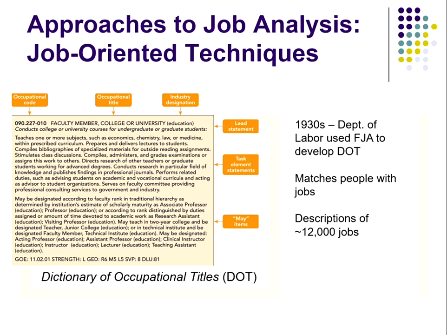You'll notice it occurred in the 1930s. And if you recall back from chapter 1, that was a time when IO Psych was really blossoming. And you can imagine the man hours that went into describing 12,000 jobs, right?